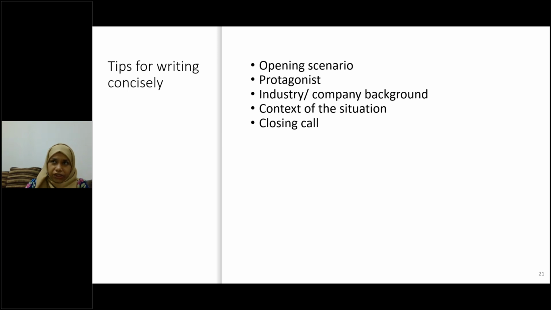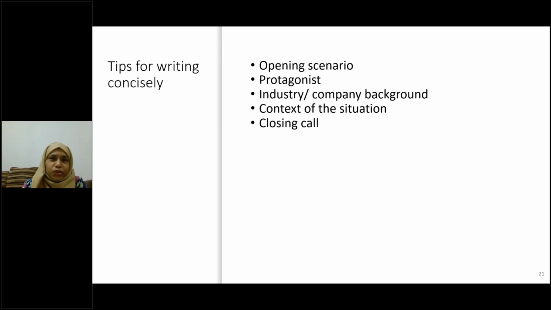Now the question is, if these elements are similar to the traditional case, how can I write concisely? Well, there are some tips and tricks. Of course, you should have an opening scenario, but you do not need to write a long opening scenario.